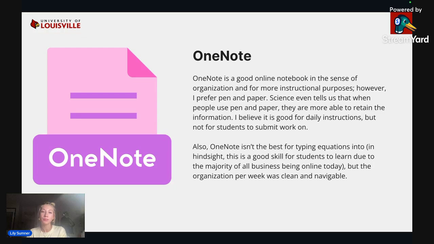And then the organization, overall, it was good. I liked how it was set up for the class. You could go in per week and see what days had what. So it was very clean and navigable for people who may have not used any Microsoft platform before.